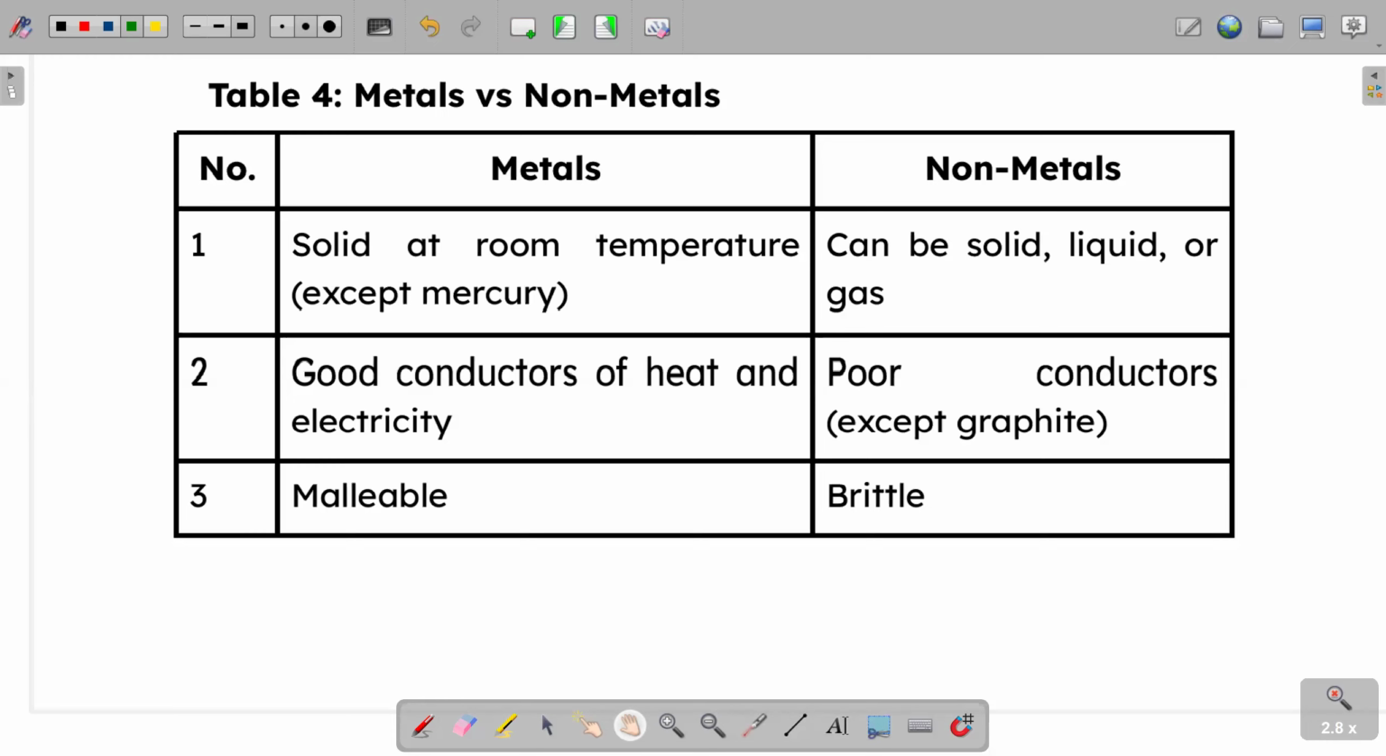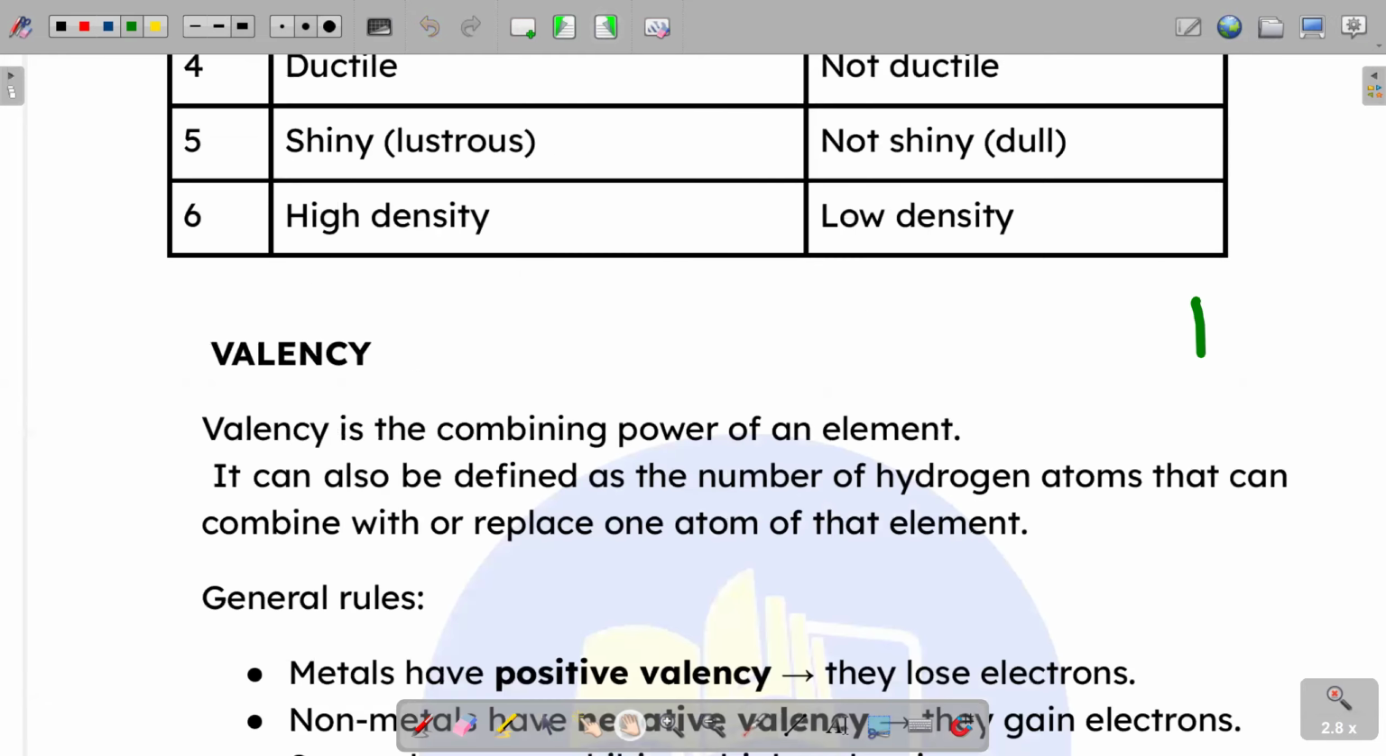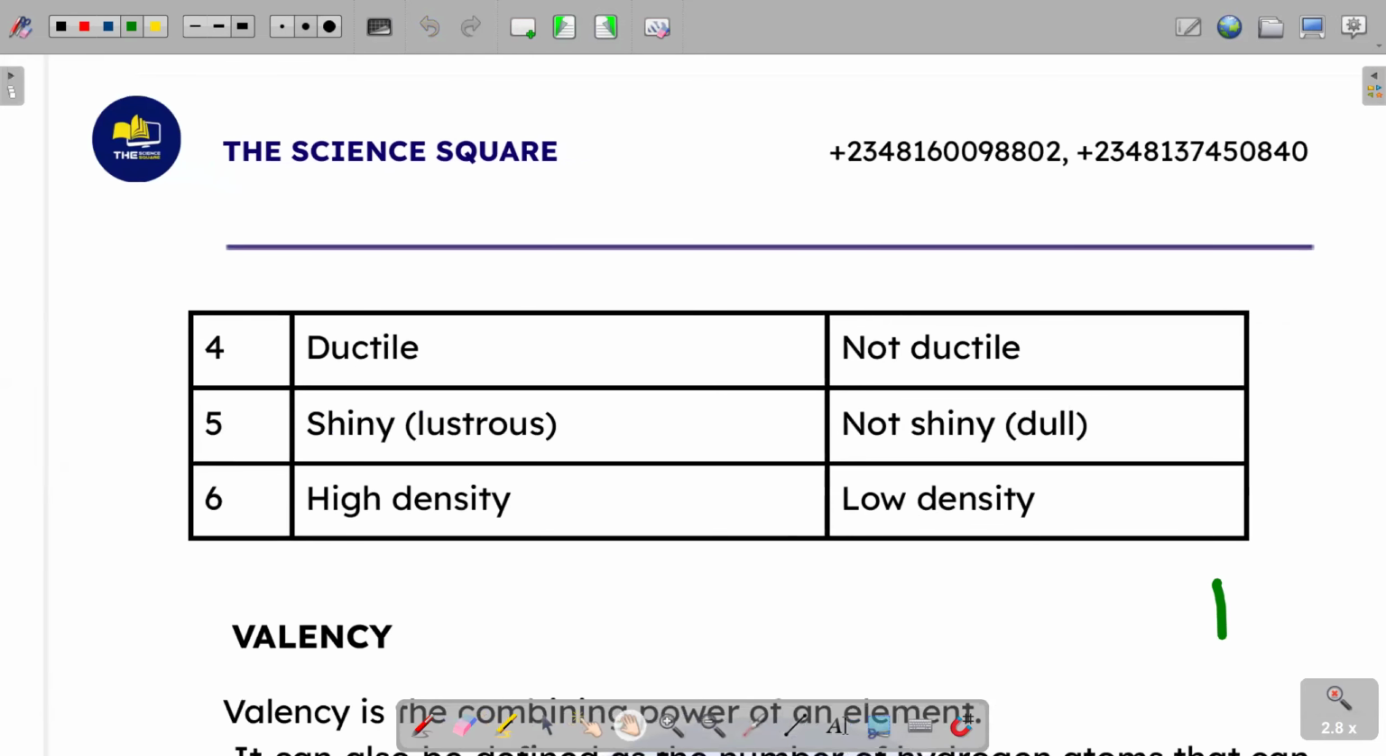Another property of metals is malleability. Metals are malleable, that is, they can be beaten into sheets, whereas non-metals do not have that ability. They are brittle. They cannot be beaten into sheets. Another property of metals is ductility. Metals are ductile, which means they can be drawn into wires, but non-metals don't have that physical property. They cannot be drawn into wires.